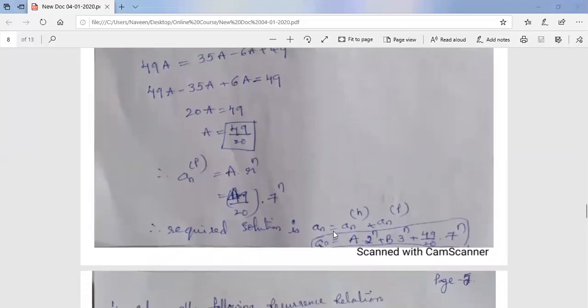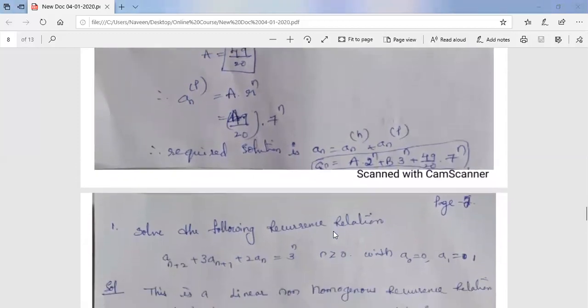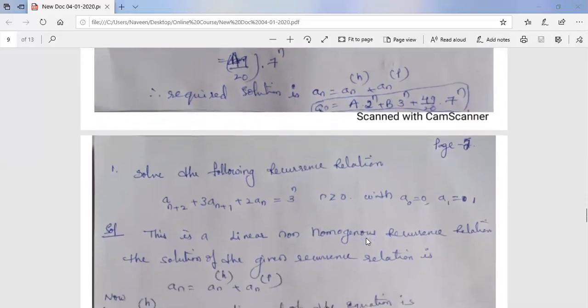We'll discuss one more problem related to this linear non-homogeneous recurrence relation. Solve the following recurrence relation: a_(n+2) plus 3a_(n+1) plus 2a_n is equal to 3^n, n greater than or equal to 0, with initial conditions a_0 is equal to 0 and a_1 is equal to 1. By looking at this recurrence relation, we understood very clearly that it is a linear non-homogeneous recurrence relation where the function f(n) is equal to 3^n.